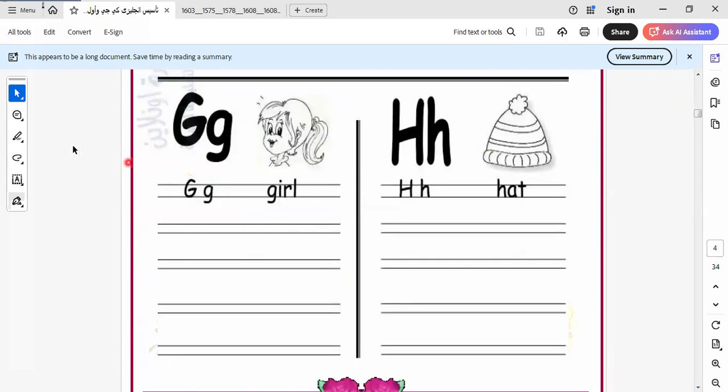It will be capital G and small g for what? For girl. Capital G and small g for girl. Capital H and small h for hat. So here we have hat. Capital H and small h. Capital G and small g for girl. Let's go to the next letters.